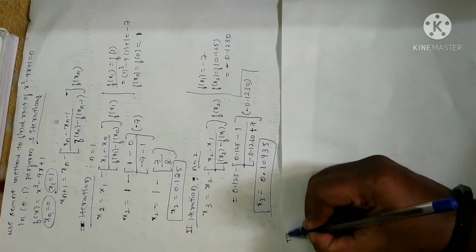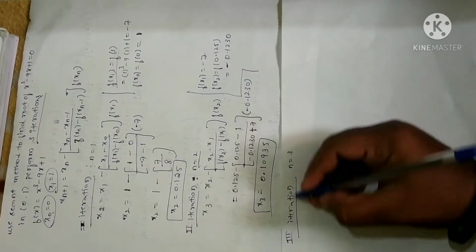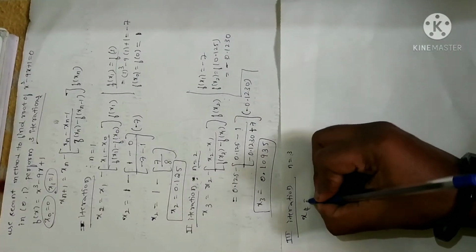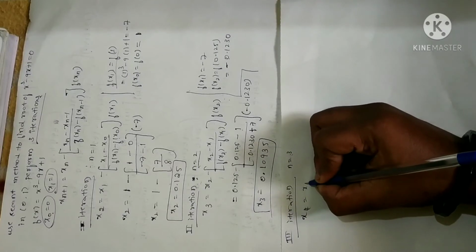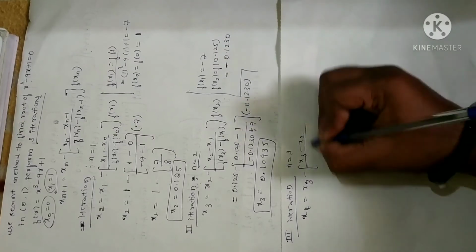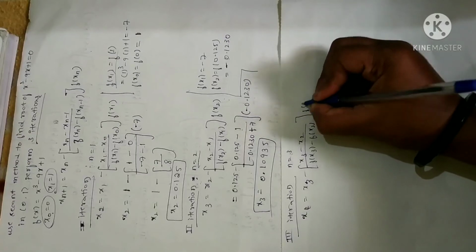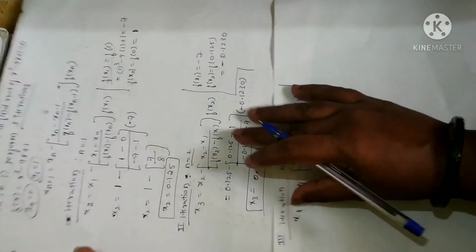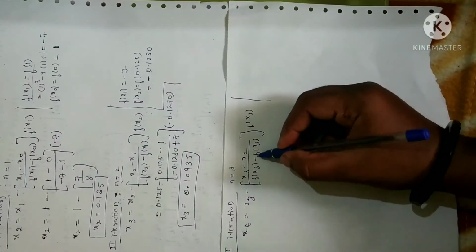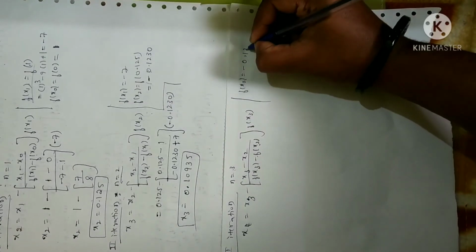For the third iteration, I have to take n as 3. So when you substitute n is equal to 3 in the secant formula, you will get x4 is equal to x3 minus x2 divided by f of x3 minus f of x2, into f of x3. Clear? Now anyhow I have already obtained x3 and x2. We have to calculate f of x2 also. F of x2 from the previous iteration I have done, this is minus 0.1230.